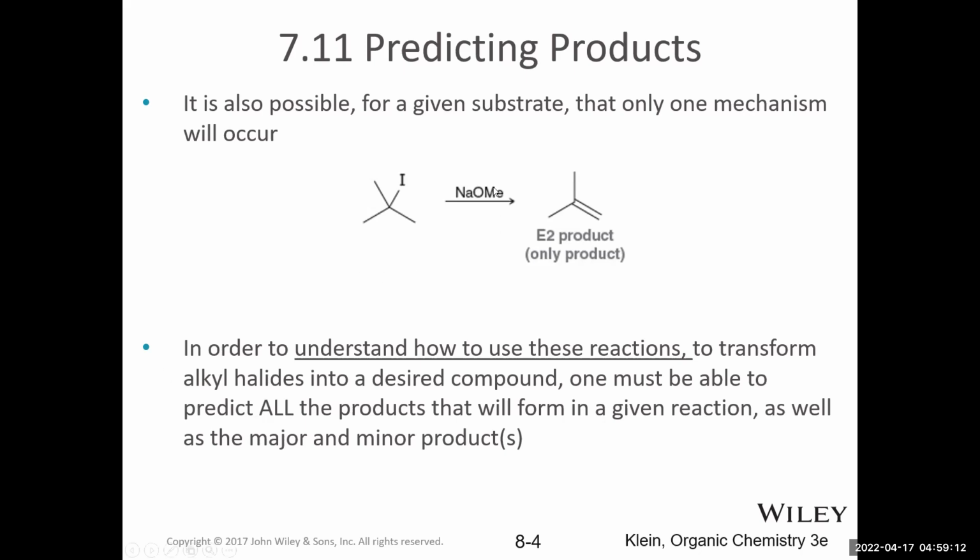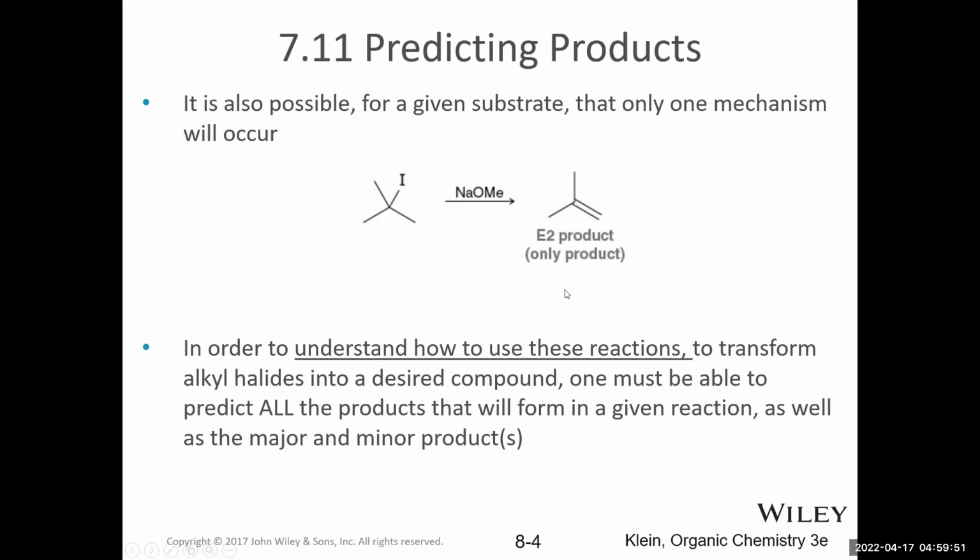It's also possible for some reactions that only one mechanism will occur. For example, even though sodium methoxide is considered both a strong nucleophile and a strong base, it's being reacted with a tertiary alkyl iodide. Recall that tertiary substrates do not undergo SN2 reactions. So sodium methoxide will not act as a strong nucleophile in this case, because if it did, it would do an SN2 reaction, and that's not possible on a tertiary substrate. So instead, it will act as a strong base and only give us an E2 product.